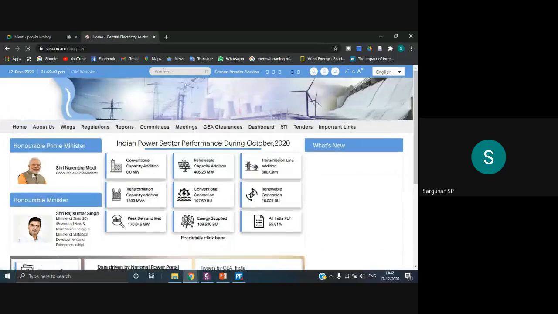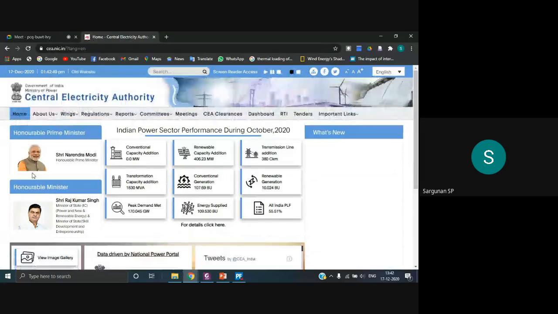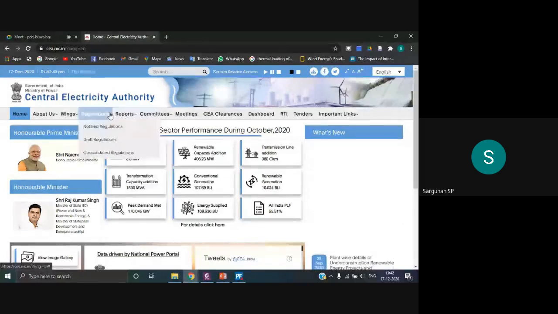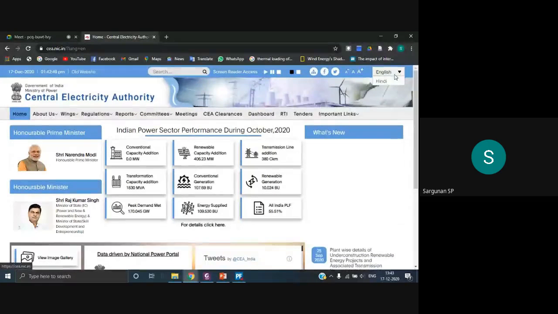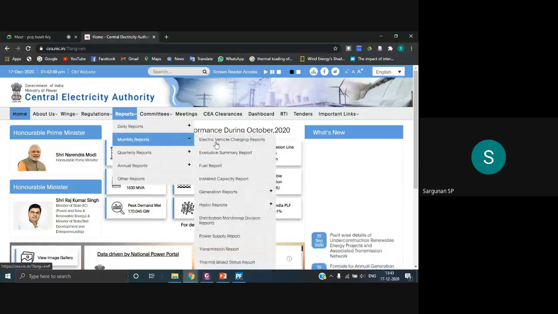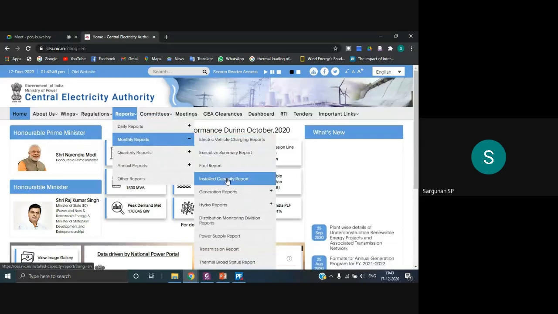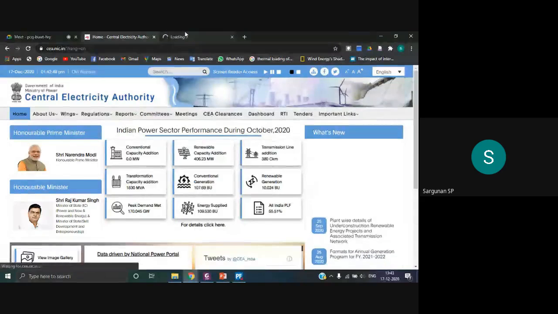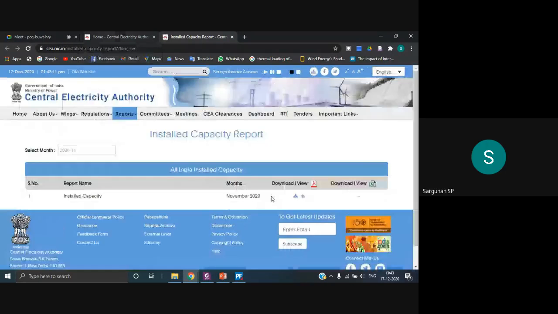There are many such websites. I will just give you an insight into these websites now. Okay. So if you go to the report, here you can see I've just changed from Hindi to English. If you go to the report, in this monthly report, you'll be able to see the total installed capacity. I will just open that. Yeah, let me just download.